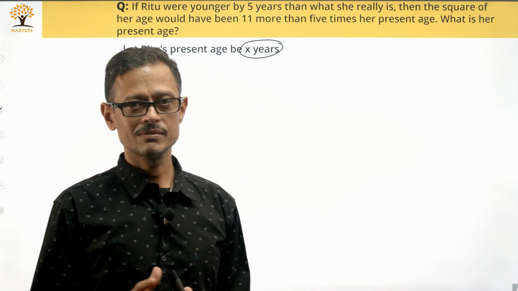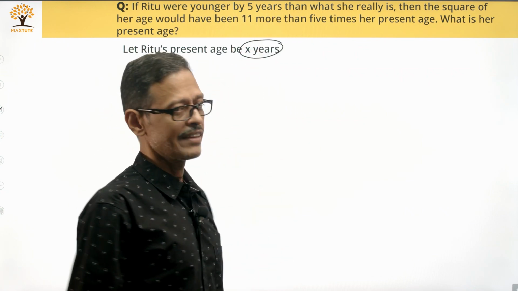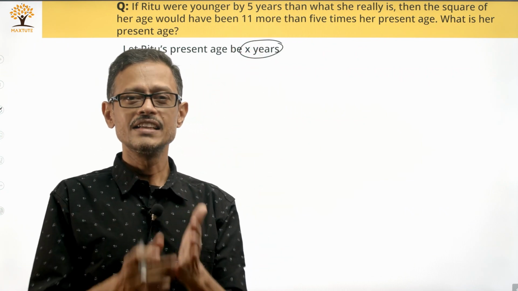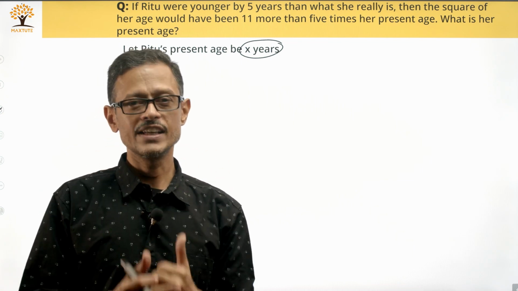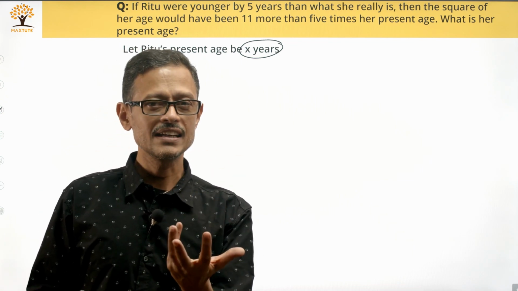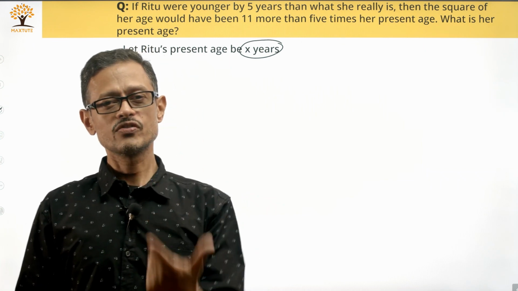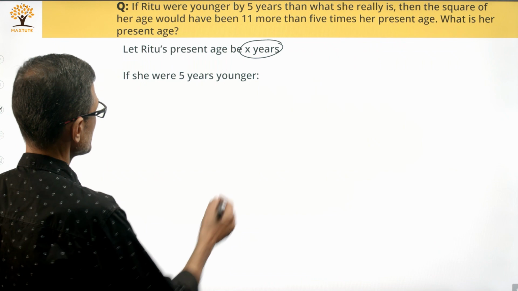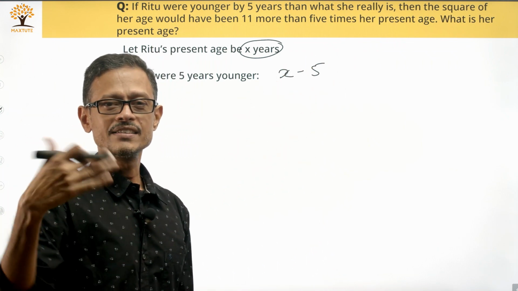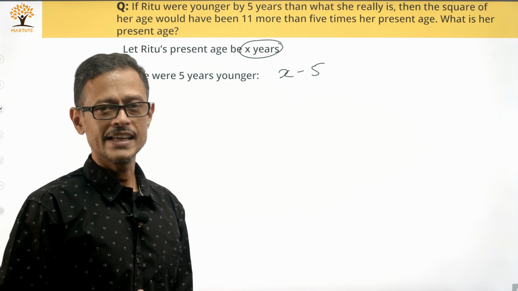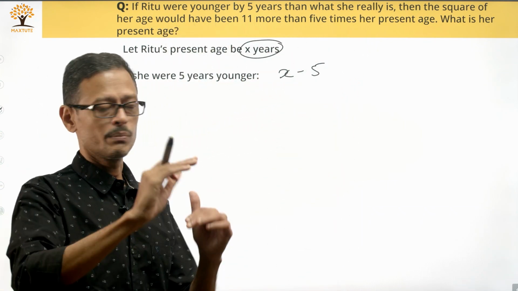Present age is x years. When I take the first part, if Ritu were younger by 5 years than what she really is, x years, she is 5 years younger. Let's say she's right now 15 years old. If she were 5 years younger, she would have been 10 years old. She is right now x years old. So if she's 5 years younger, then her age would have been x minus 5. She is 15, 5 years younger would have made her 10. She is x, therefore 5 years younger would have made her x minus 5. So that component is done.